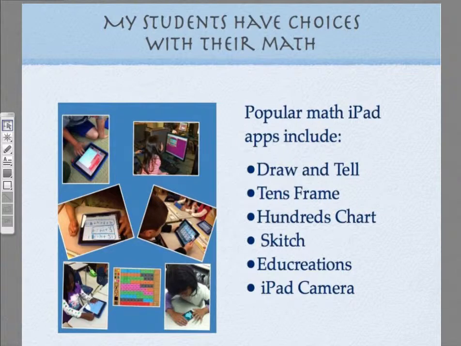We did it in the beginning with counting. We rolled a dice and covered the hundreds chart. We've done it with different ways to show 10. We've done it for patterns. We've done it for tons and tons of things. Sketch is another app that we totally love because you can label anything and everything. You can take a picture of something and label anything and everything.